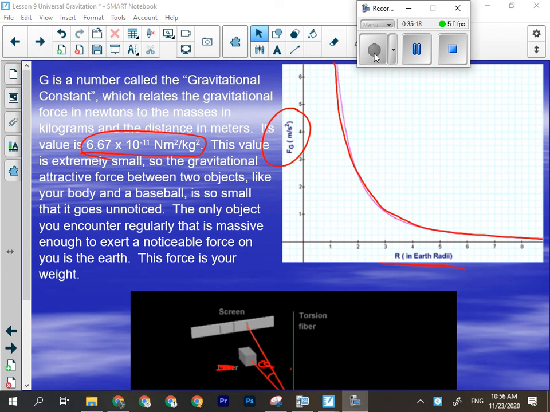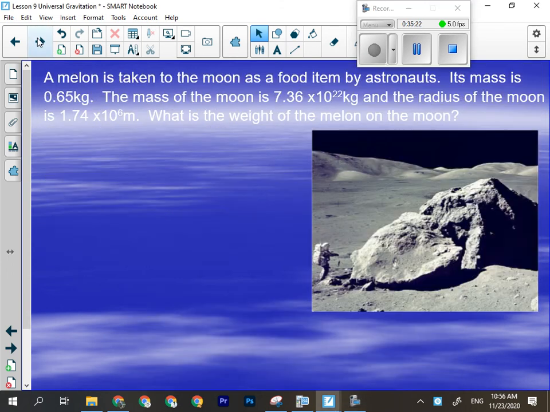Okay, so looking at this formula, Newton's universal law of gravitation, we're going to do this example here together. We're going to calculate the weight of a watermelon on the moon. Not that anyone would bother taking a watermelon to the moon. It's not an effective means of taking mass. Mass is expensive to take anywhere. So we want to calculate the weight of the melon on the moon.